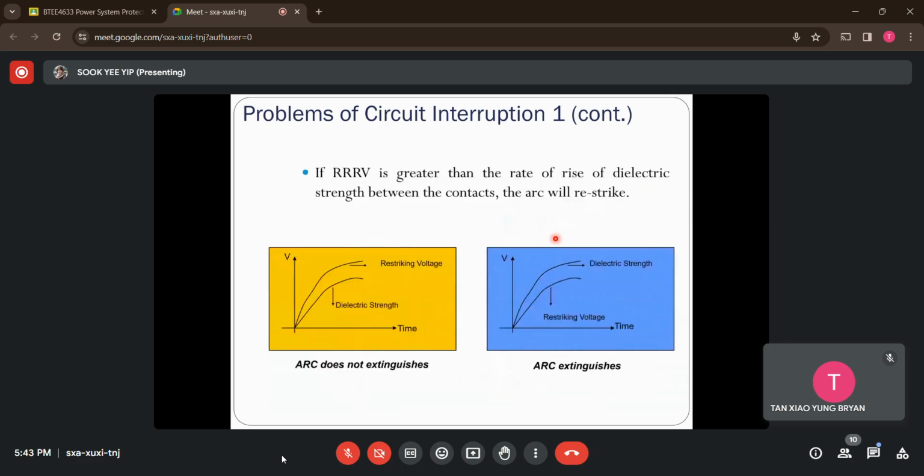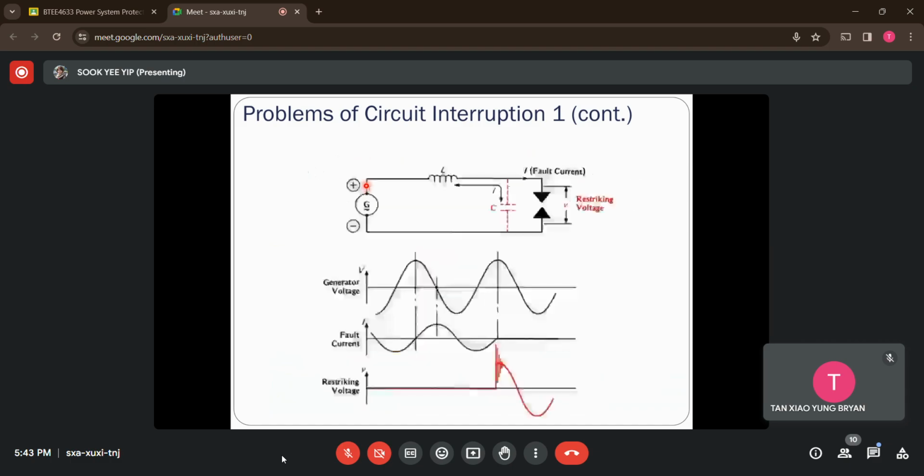The solution can be found in the next slide, which is by using the recovery theory. You have to choose the medium used between the contacts with a rate of rise of the dielectric strength higher than the rate of rise of the restriking voltage. RRRV here is the rate of rise of the restriking voltage, which is actually the title here. RRRV. So what is this here?